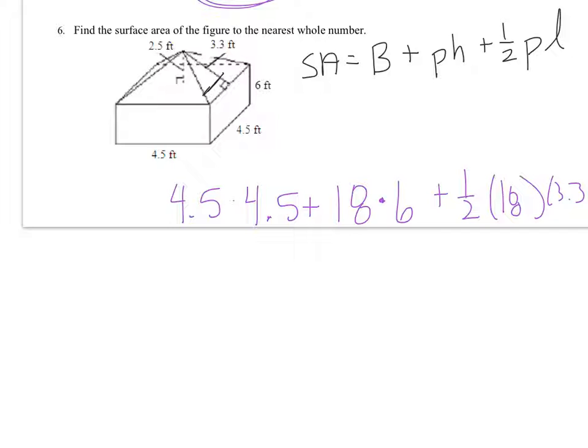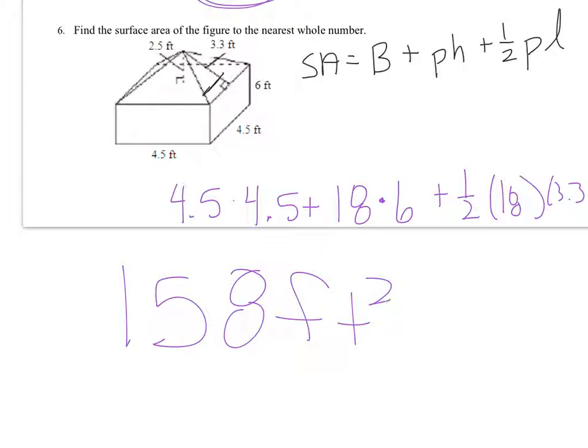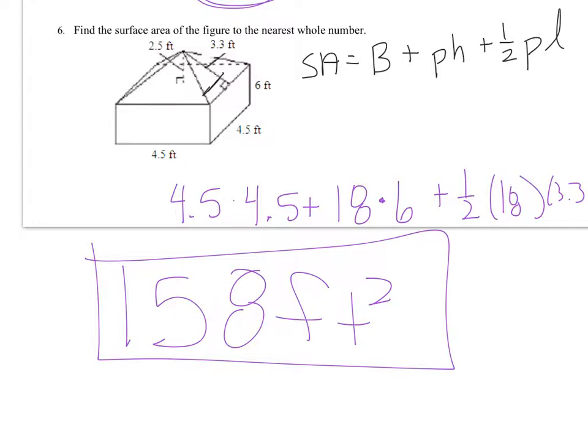Now once I have that, I can type that into this handy dandy calculator that I have going right here. And I get 1,508. Why did I round to 8? Because it says round to the nearest whole number. And that would be feet, surface area, squared.